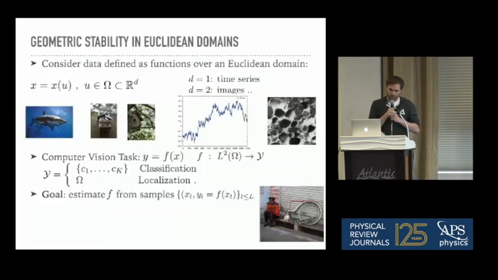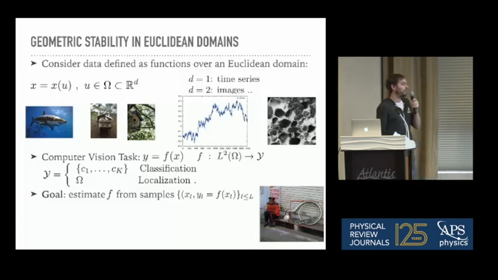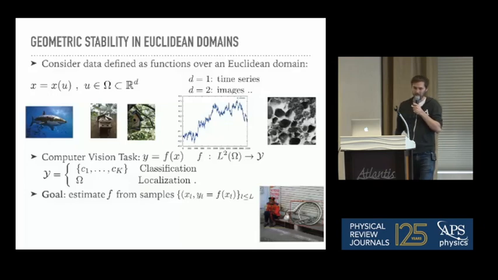Okay, so to start, we can start with the things that we know, a proven ground, things that are essentially robust and that work. It's basically how can we extract the geometric stability on natural images, and how can we give an interpretation of what these convolutional neural networks are doing?